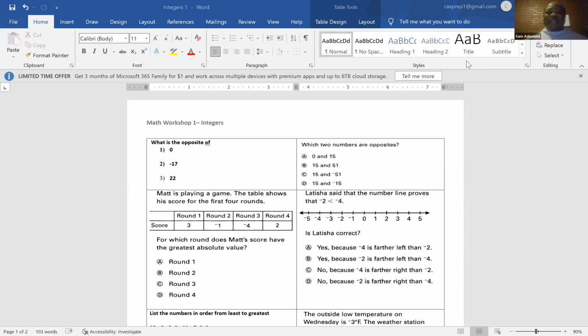All right. So moving on, let's go to Matt is playing a game. The table shows his score for the last 4 rounds. So Ariana, for which round does Matt's score have the greatest absolute value? It would be round 3. Okay. The absolute value of -4 is 4. Okay, perfect. All right. Taylor, I'm coming to you next. I saw your hand late. And then after that, I'm coming to you, Amber. All right. So good, y'all.